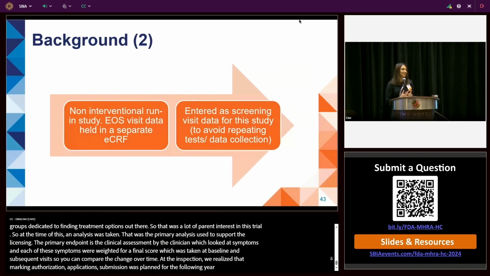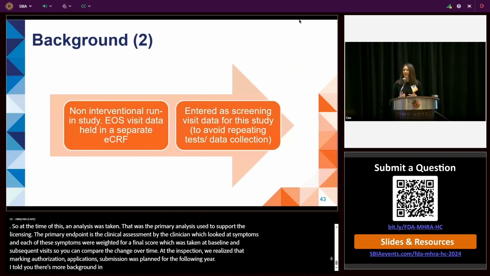Told you there's more background and context. It's quite a complex one, so stay with me on this one.